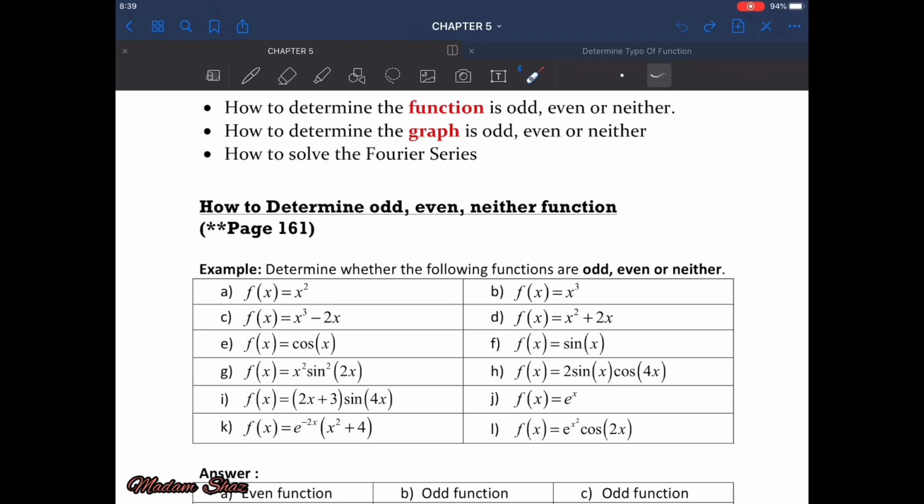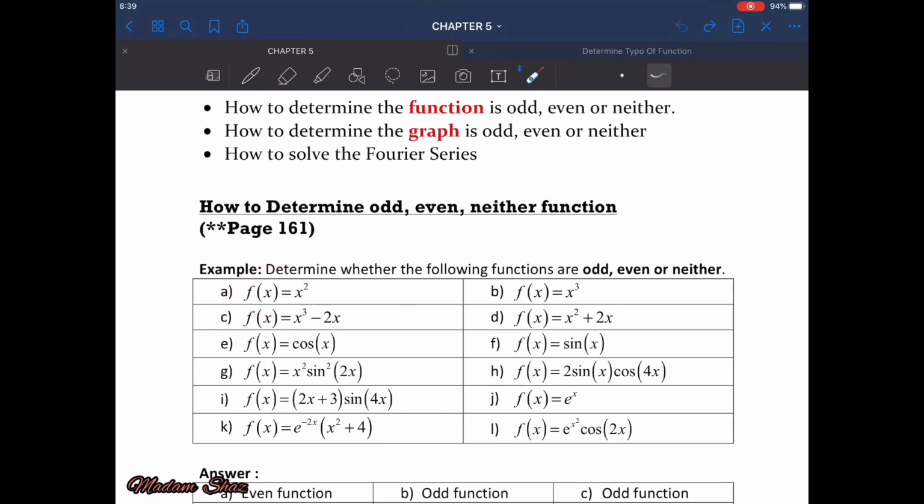Now let us continue with the first subtopic, how to determine the type of the function, whether the function is odd, even, or neither function. You will be given the function in terms of a polynomial or a trigonometric function in terms of sine and cos. For example A, determine whether f(x) equal to x square is an odd function, even function, or neither function.